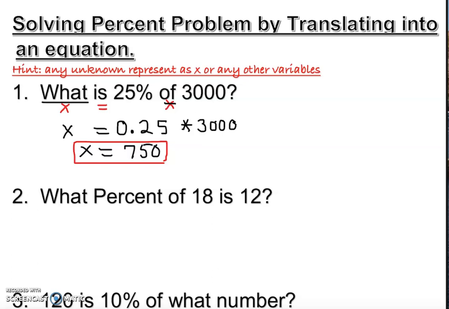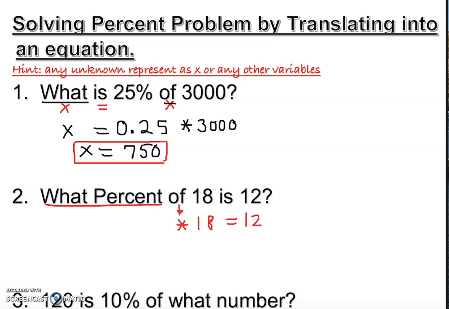What percent of 18 is 12? This one is a little bit different, as the first one was very straightforward. We don't know what percent, and all we know is that of is going to be a multiplication. We put down 18, and is equal to 12. Let's take a look here.